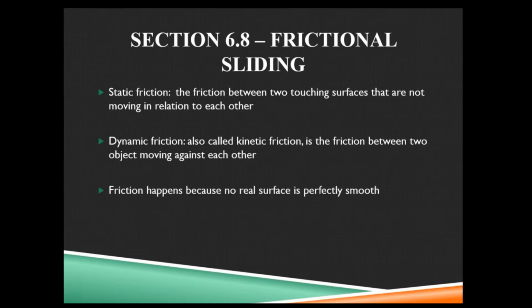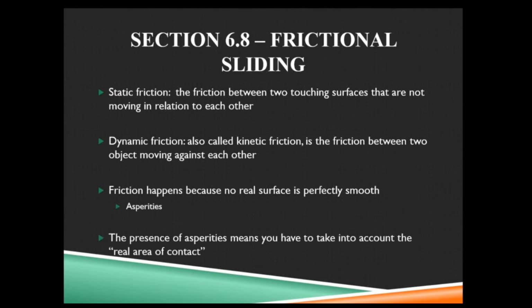Now, friction happens because no surface is perfectly smooth. Not even a piece of glass or a polished diamond or anything. No surface is smooth. There are imperfections in that surface called asperities. These asperities mean you have to take into account real contact area.